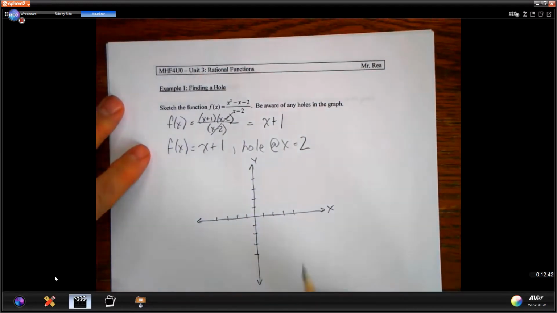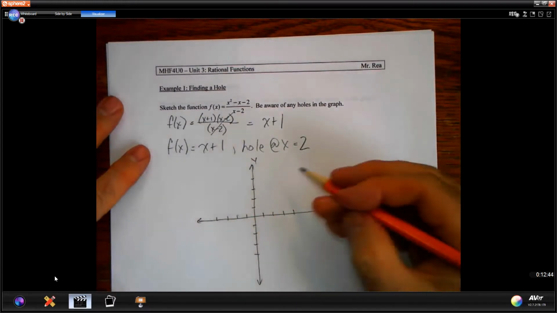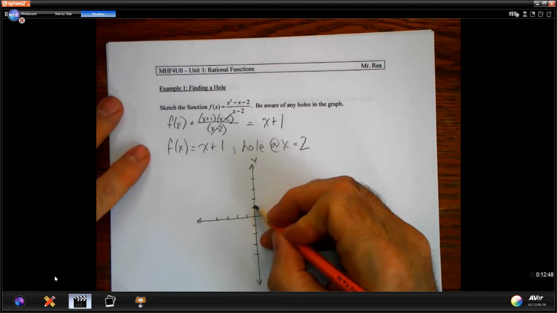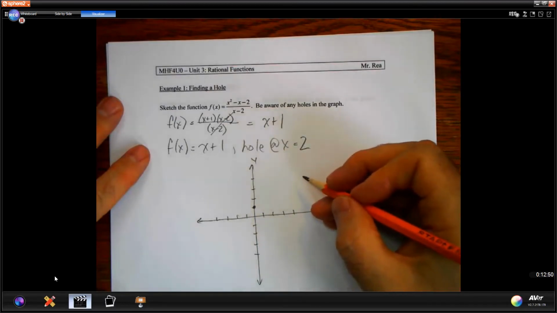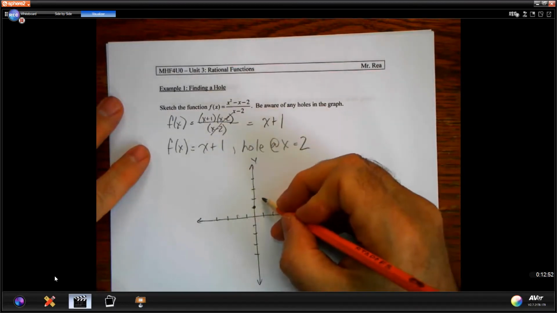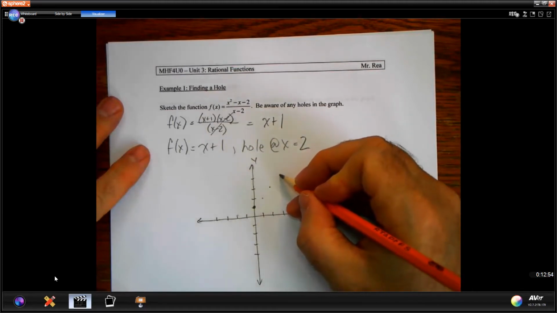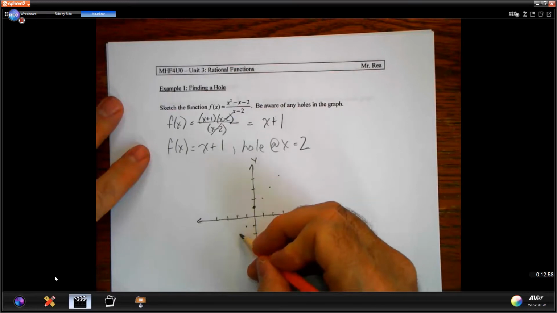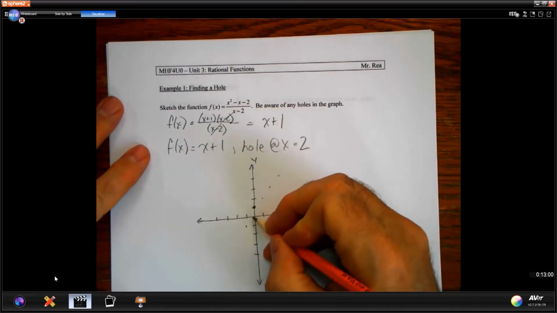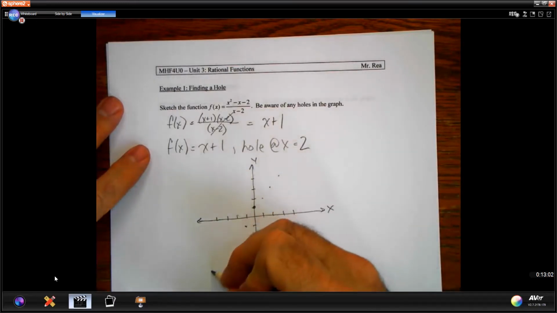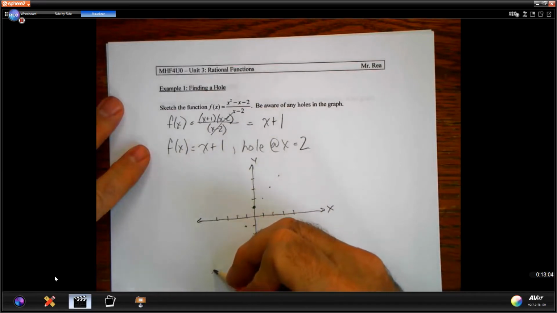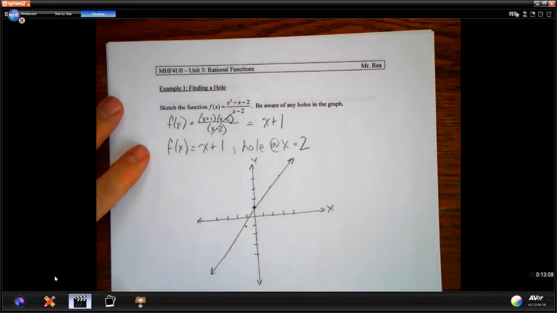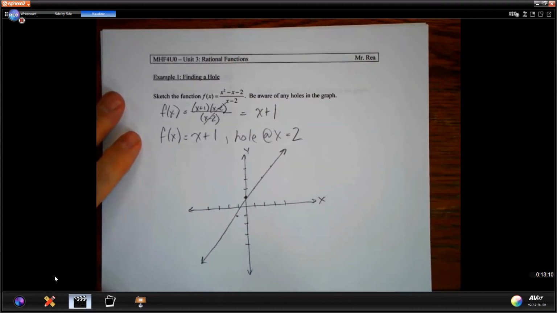Okay, now we look at the slope, we look at the y-intercept. It's got a y-intercept at 1, so that's here, and the slope is 1, so I'm going to be going up 1, right 1, down 1, left 1. So I'm going to have a line. I should use a ruler, but I'll trust my hand on this one. Okay.